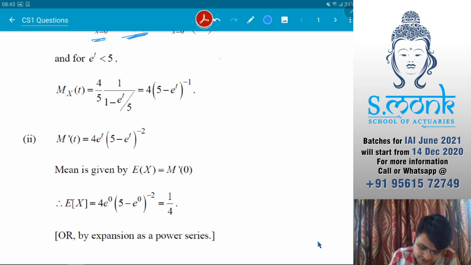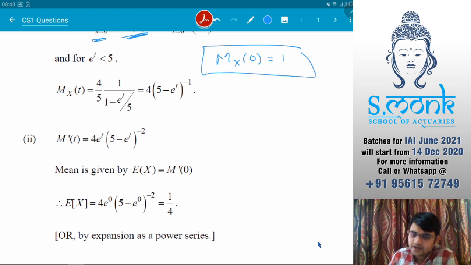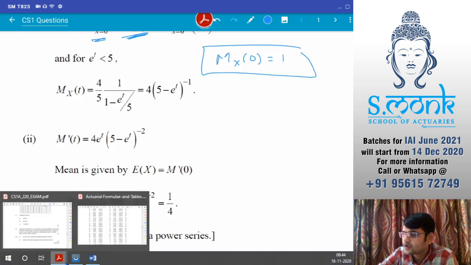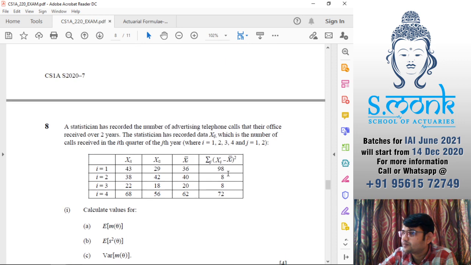Then one thing always remember, your mx0 is going to be equal to 1. This is something that everybody forgets to remember. This is useful sometimes, especially in this year's UK paper, that I'll just show you. I think I have the UK paper, yeah.